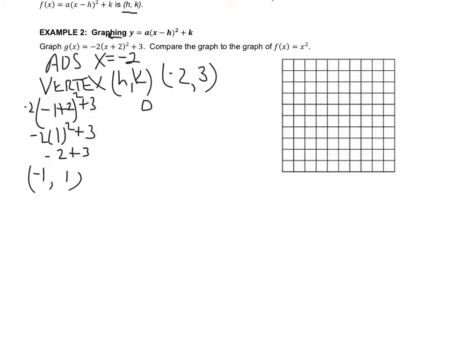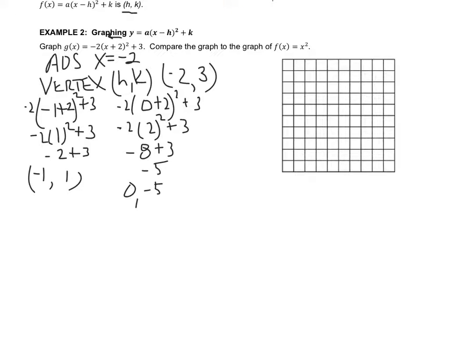So there's a point. When 0 goes in, we're going to add 2, square it, add 3. 0 plus 2 is 2. When I square it, I get 4. And when I multiply by the negative 2, I get negative 8. So negative 5 comes out. So there's a second point.